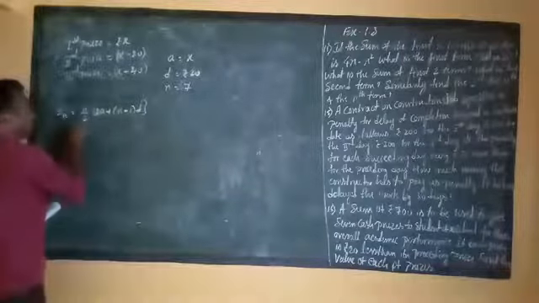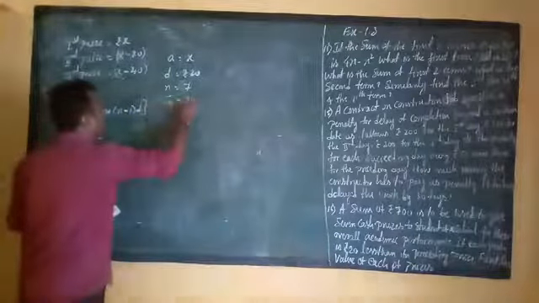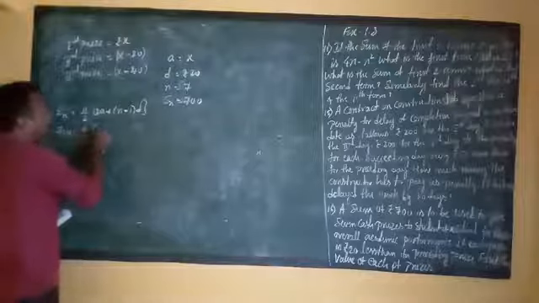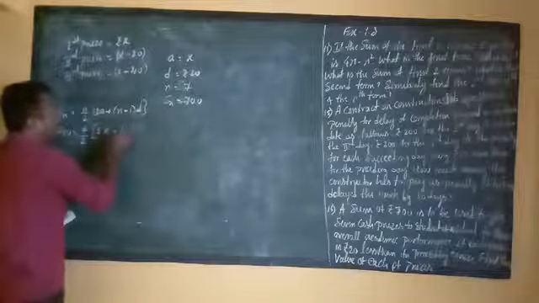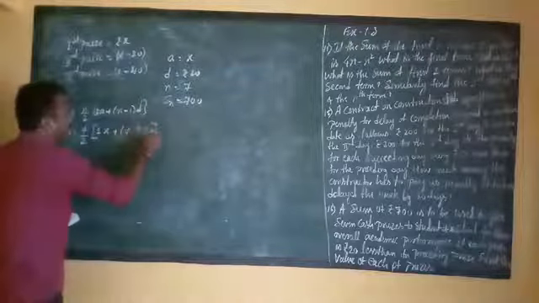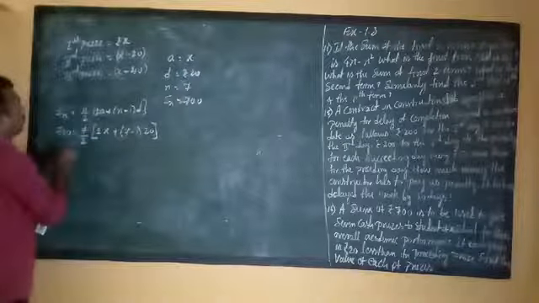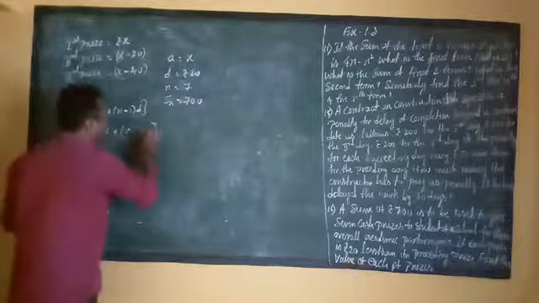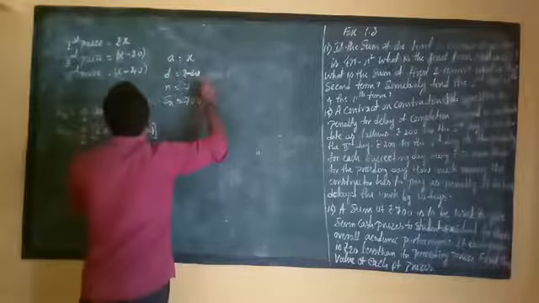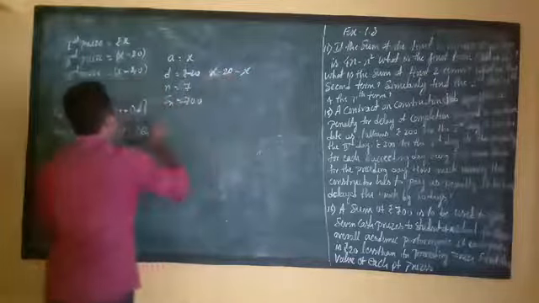Yes, n means 7 by 2. Total amount Sn is equal to 700 rupees. Total prize is 700 rupees. Next, 2 into a means 2x plus n minus 1, that is 7 minus 1, into d, which is 20. Sorry, this is minus 20, not plus 20, minus 20 because t2 minus t1. So t2 means x minus 20 minus x, x cancels out, minus 20.